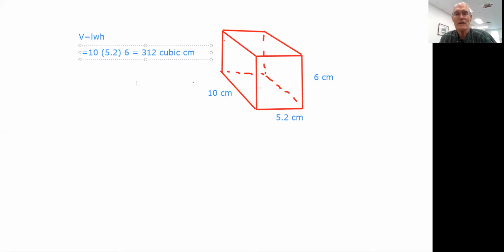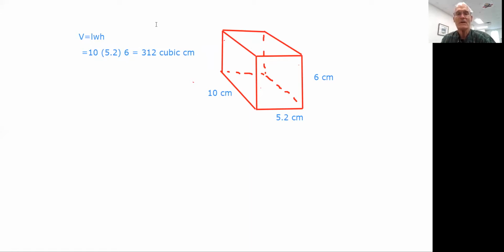Now notice what I've done here, all I did was I wrote the formula down, I stuck the correct number in: the length is 10, so I put it in for L, the width is 5.2, so I put it in for W, and the height is 6, so I put it in for H, and I multiplied it out. And that's the whole concept in all of these problems. You take the formula, you write it down, and then you substitute in the correct numbers.